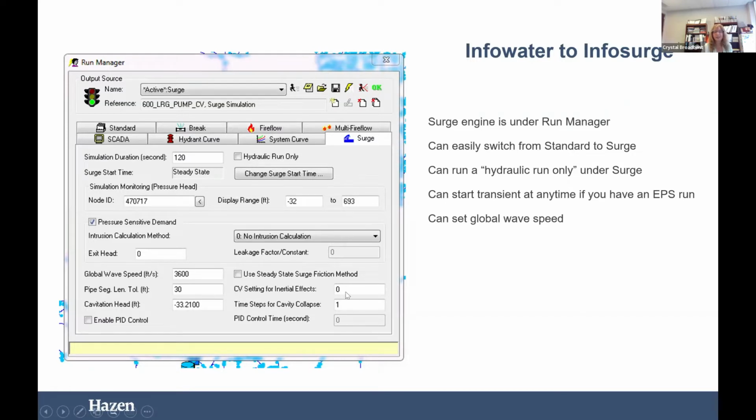The CV setting here is for your check valve setting. I always leave it 0. You can modify that a little bit if you have a check valve that tends to not stay closed. If you don't have enough back pressure on it, you can modify this to maybe 0.3, 0.5, but I tend to leave it 0. And then you can also allow for cavitation collapse time. Again, I just typically start with a 1 unless I have for some reason I know something else that I need to start changing this to dampen how quickly the cavitation collapse is occurring.